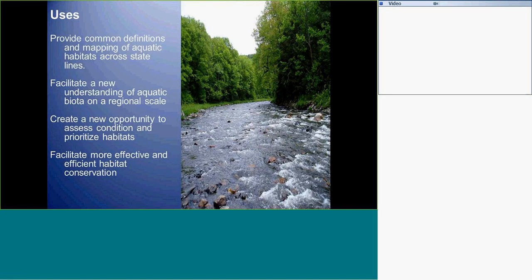We hope that the classification would provide common definitions and common ways of mapping aquatic habitats across state lines. It would facilitate a new understanding of aquatic biota on a regional scale and create opportunities to assess the condition of these habitats and prioritize them for conservation action. We hope having a standard regional classification will make for more effective habitat conservation.